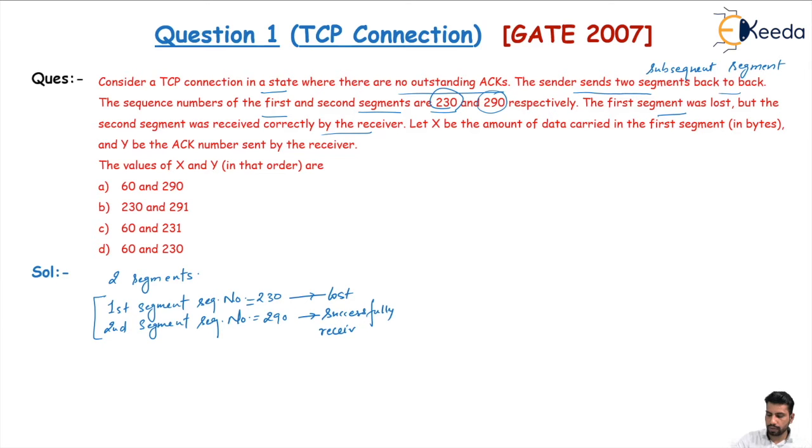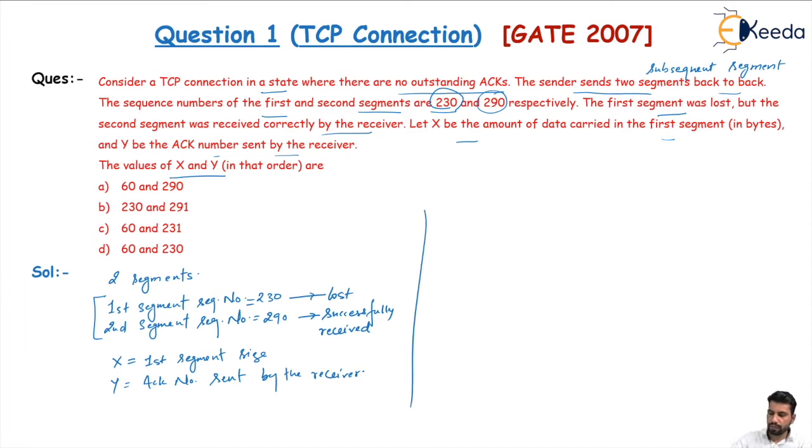Let x be the amount of data carried in the first segment in bytes and y be the acknowledgement number sent by the receiver. x is the amount of data, meaning the first segment size, and y is the acknowledgement number sent by the receiver. Then what is the value of x and y?